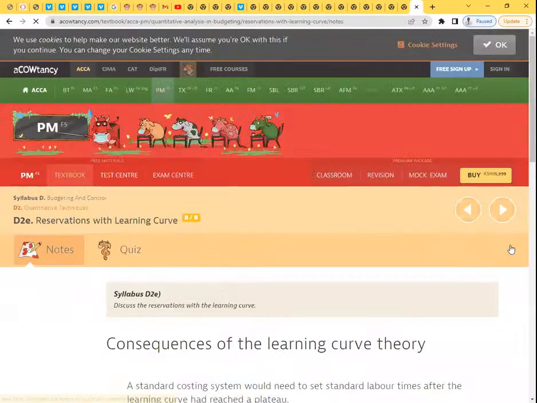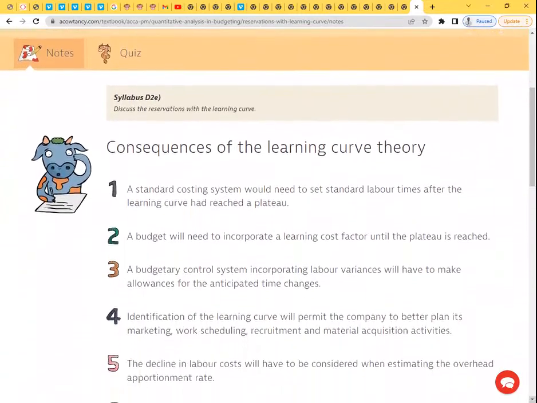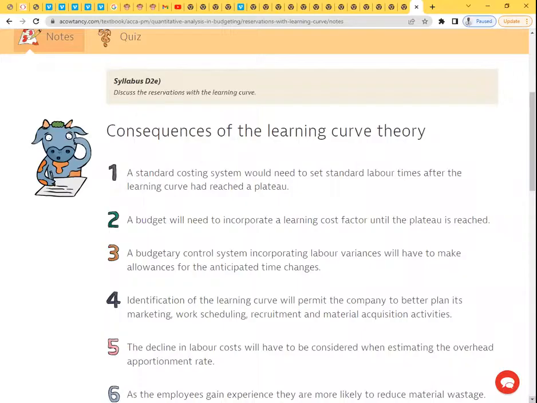Reservations for learning curves, we are told here, consequences of the learning curve. A standard costing system would need to set standard labor times after the learning curve had reached a plateau. After the learning curve reaches a plateau, we've said, for instance, that it is the labor cost of the 64th batch that will be used. Everything of the 64th batch will be put under what we call a standard cost card. A budget will need to incorporate a learning cost factor until the plateau is reached.